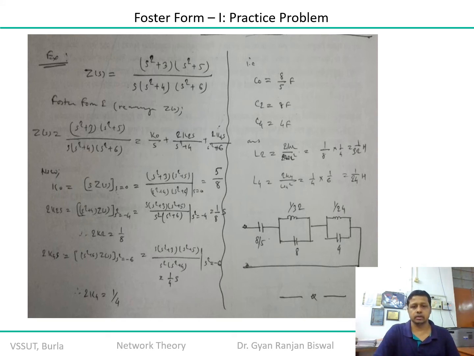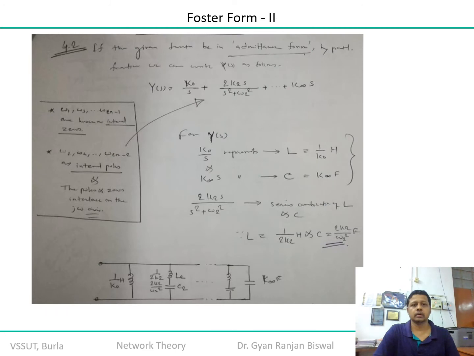Okay. So let us continue with Foster form 2. If it is Foster form 1, then what is the realization of Foster form 2? Remember, as far as the Cauer forms and Foster forms are concerned, forms 1 and 2 are complementing each other, satisfying the duality property of each other, like the impedance function and admittance function, like inductance and capacitance, whenever we apply the duality properties.